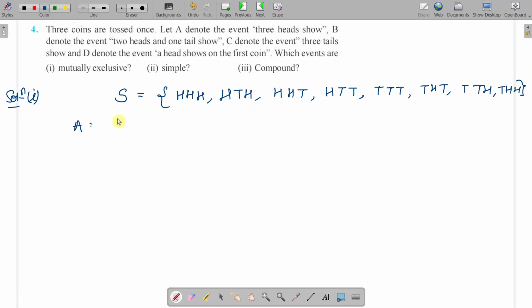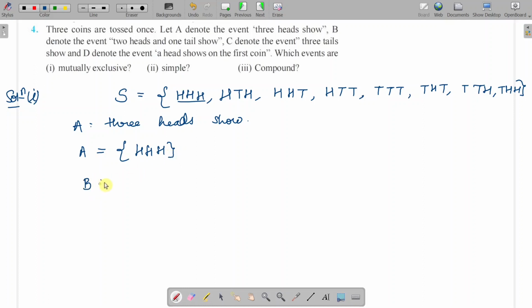Event A is nothing but 3 heads show. So A will be equal to what? There is only one sample point wherein there is head in all the 3 tosses, that is this event. This is a sample point H, H, H, right? So A is a singleton set H, H, H.